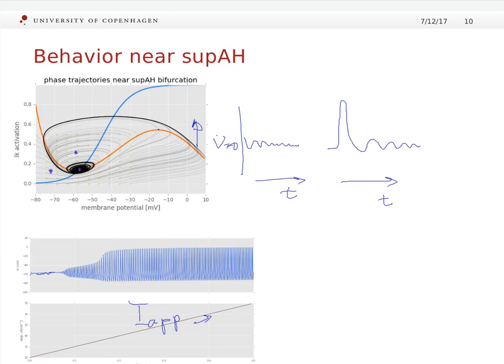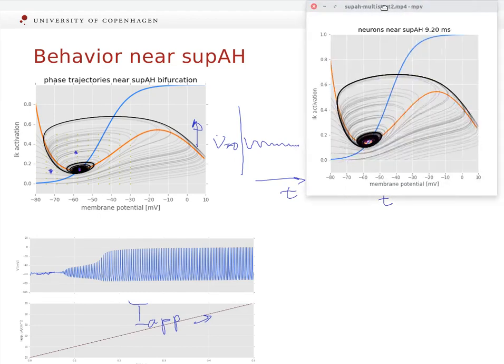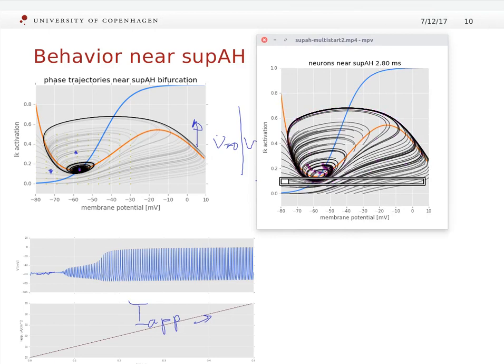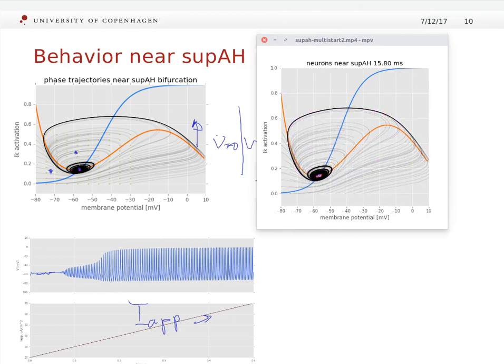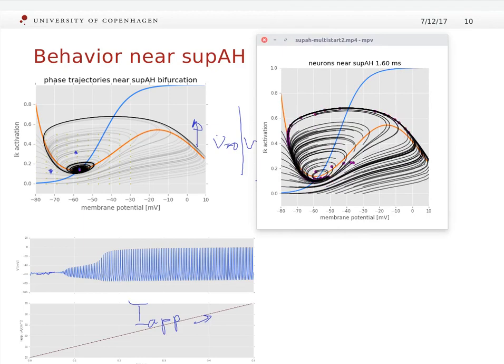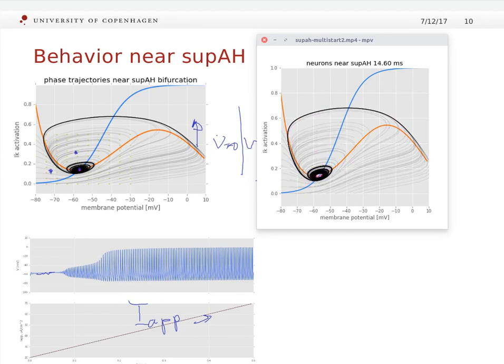At first we will look at the video with phase trajectories at different starting points. And let me open this. So this is the video. We start from a lot of different points, and all trajectories end up in a resting state. But some of them do actually produce an action potential and some of them don't.